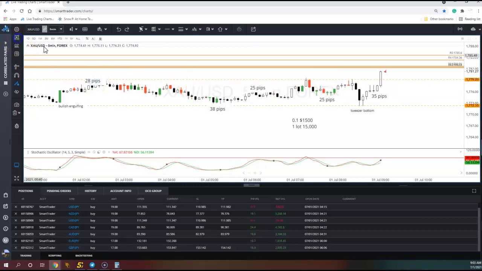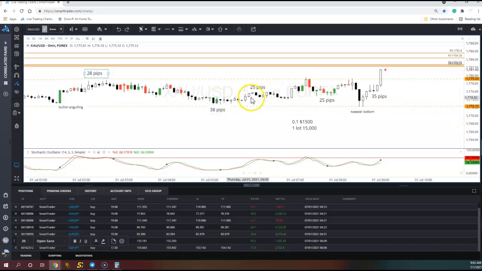So if you can see in the past, starting from the beginning of the European session, we had this bullish engulfing. We took a trade, made 28 pips. We had a bearish dark cloud here and rode it down, made 38 pips. Then there was a bullish Piercing Line candle. And if you don't know candlestick patterns, it's fine. Smart Trader plots them for you.